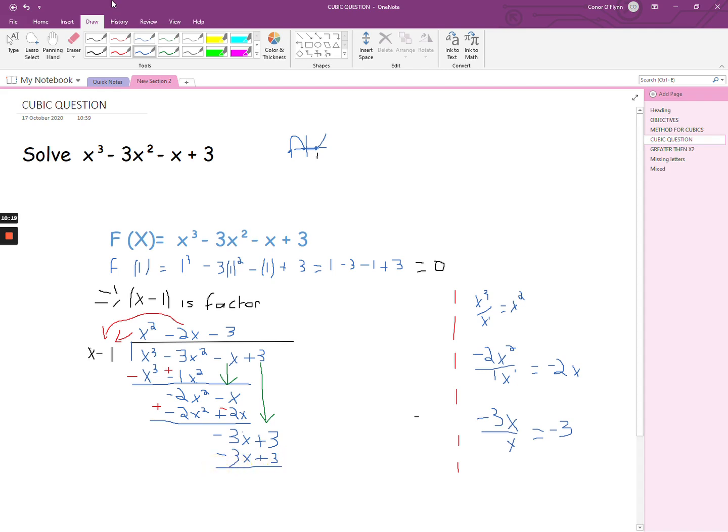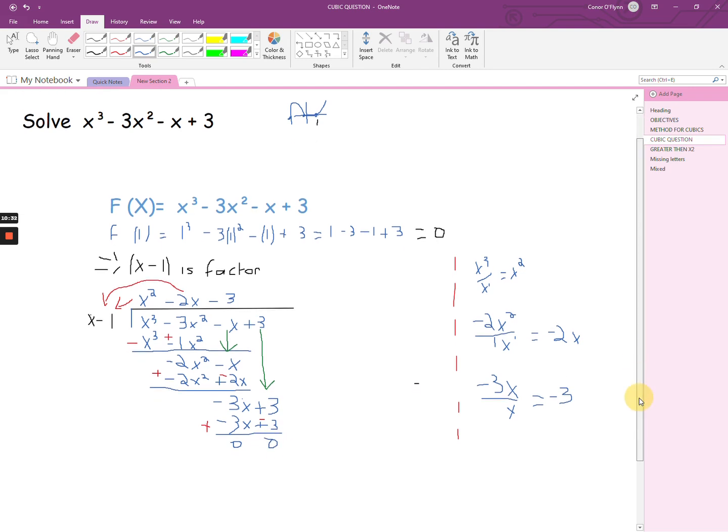Okay, and again, change your sign. That minus becomes a plus, that plus becomes a minus. I subtract that, I get 0. They all go to 0. Now I have to get 0 as an answer. That's how I know I've done it right. You have to get 0 as an answer.